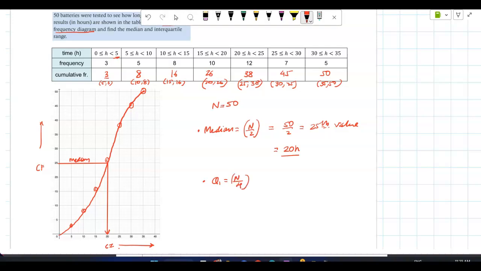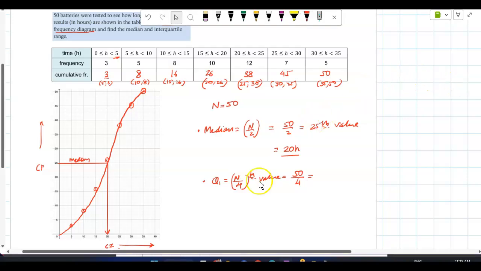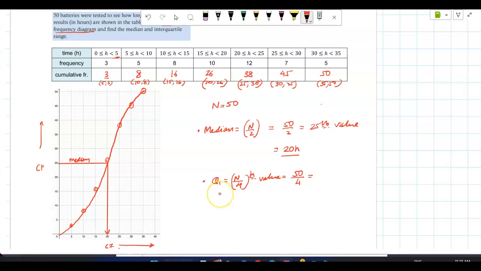Lower quartile is the n over 4th value. So n over 4, 50 over 4. I thought you look at the fourth value. N over 4, where n is the number of data points. Whenever you have data like that, the median is n over 2, the lower quartile is n over 4, 25%, and the upper quartile is 3n over 4. So you have to substitute the value of n, which in this case is 50. 50 over 4 is 12.5.